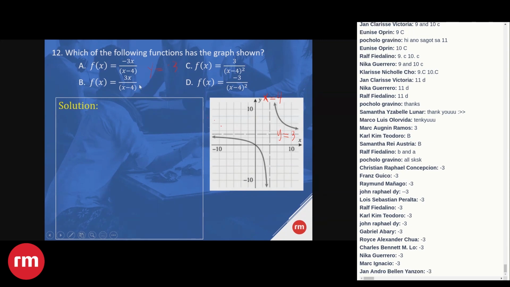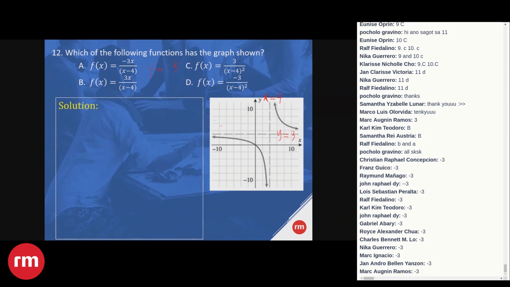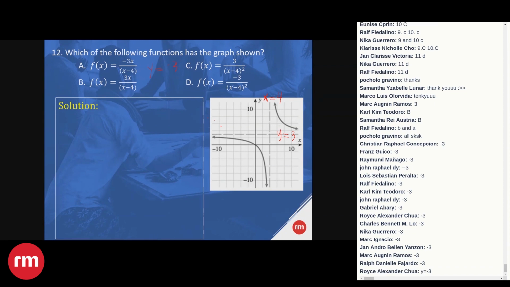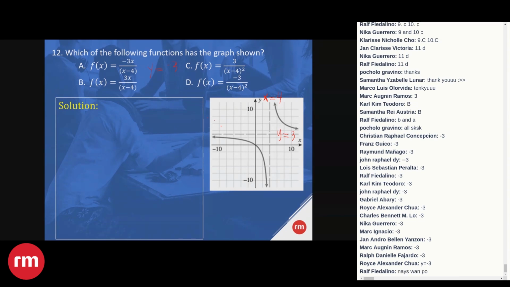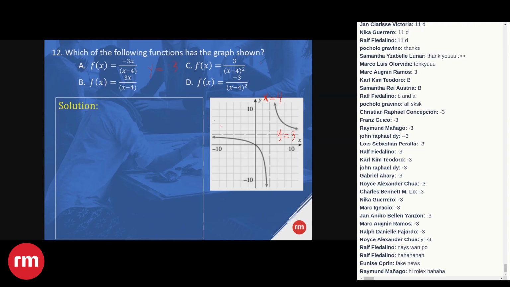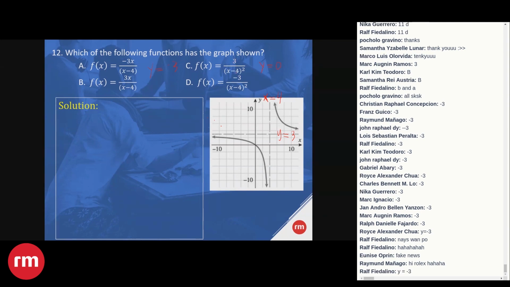Yung letter B, mali yung negative 3 ha. It should be y equals negative 3. Kasi ang asymptotes natin ay lines. So, you should give equations of a line. Okay, tama, Royce. Sa letter C, so alam na natin ang sagot ay letter B, no? Sa letter C, ang horizontal asymptote ay y equals 0 kasi ang numerator ay degree 0, ang denominator ay degree 2.